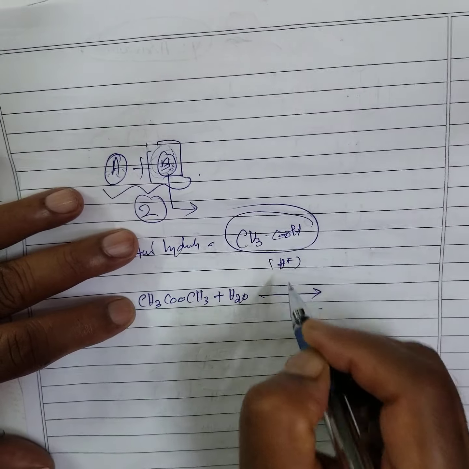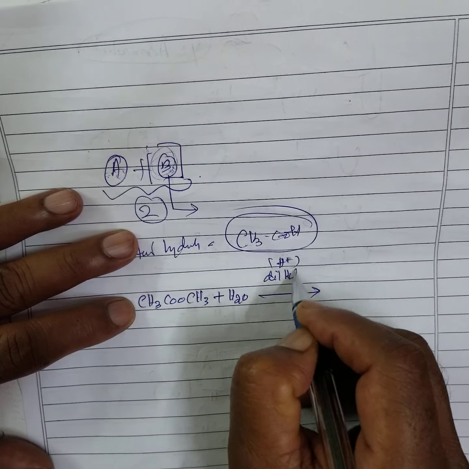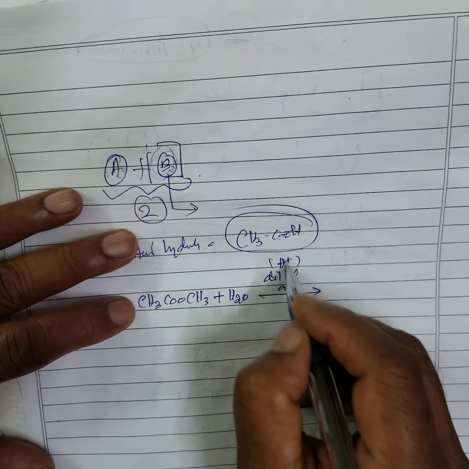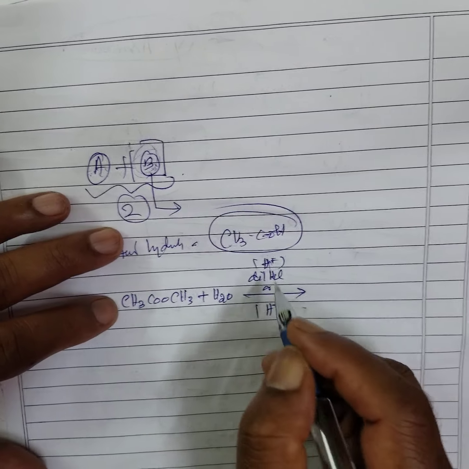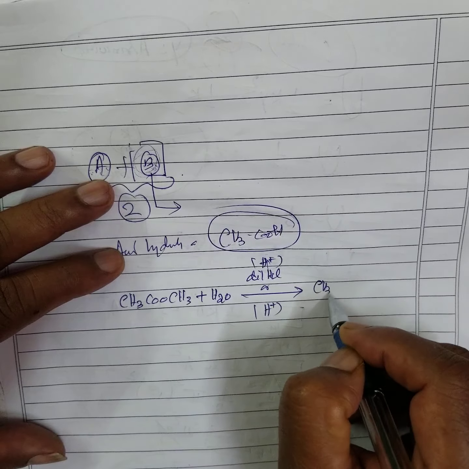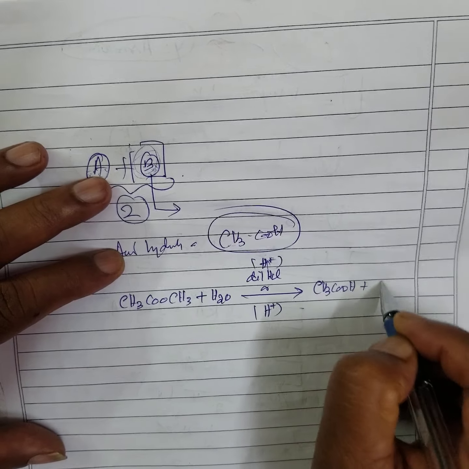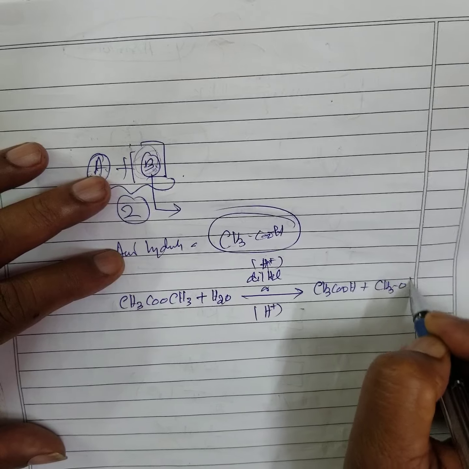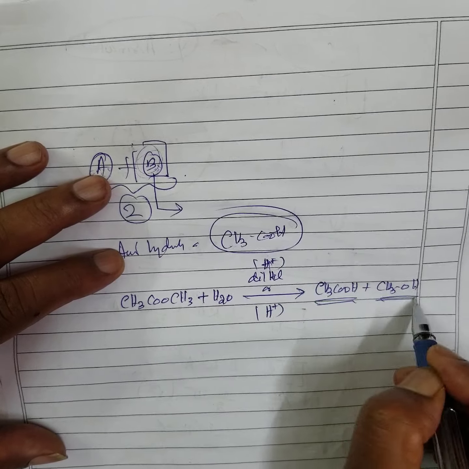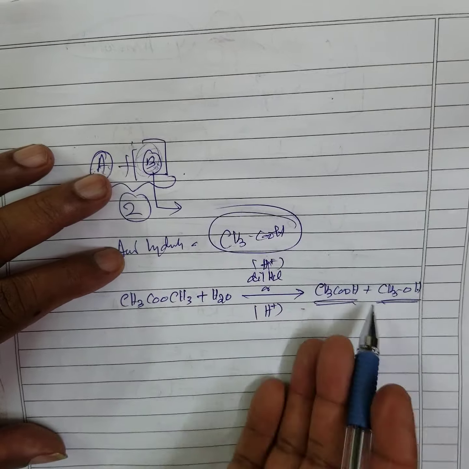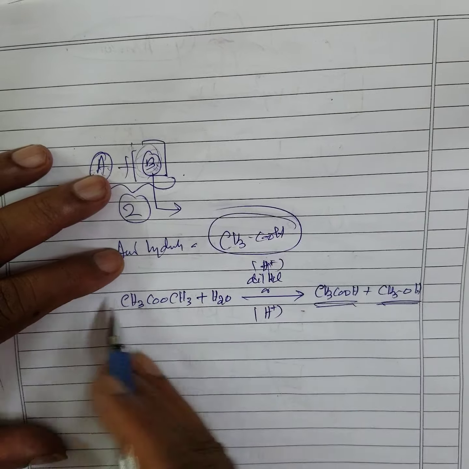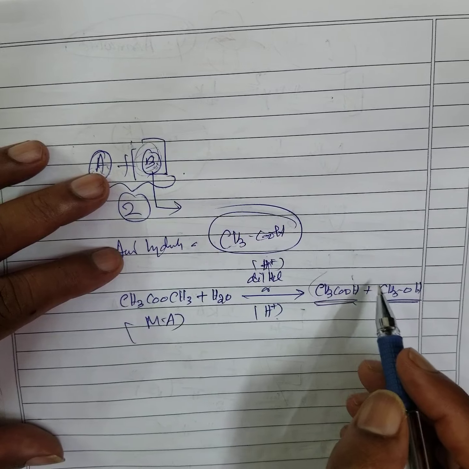I'll write plus dilute hydrochloric acid, or acid hydrolysis. Sometimes they'll write simply plus H+. It gives what? Acetic acid, CH3COOH, plus CH3OH, acid and alcohol. Right? It is the reverse of neutralization. It's called methyl acetate, and acid hydrolysis gives this one.